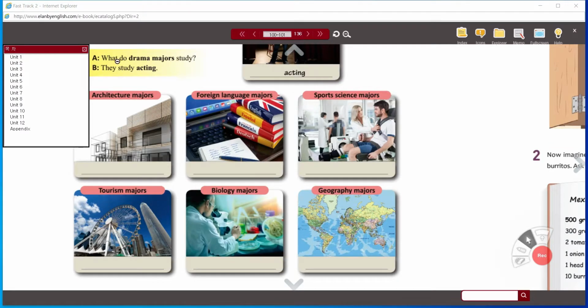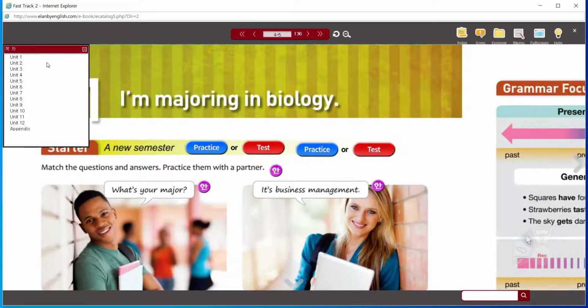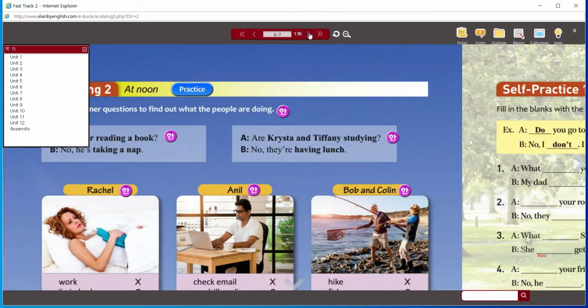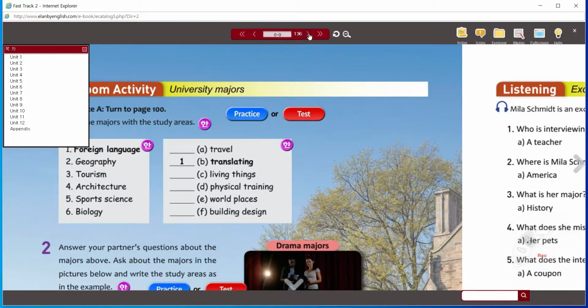So if you ask your partner, what do foreign language majors study? They study translating. Write that here. By the end, you should have each other's answers, so you should have all the information. Again, if you're studying alone, this might be a lonely activity, but you'll get to practice all the language, and you'll learn some new vocabulary as well.